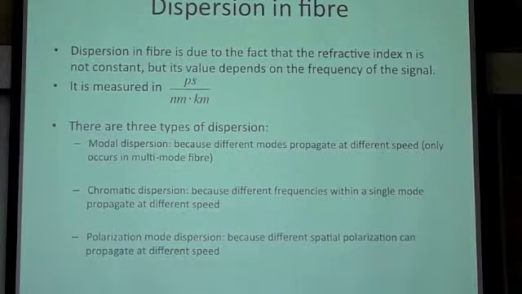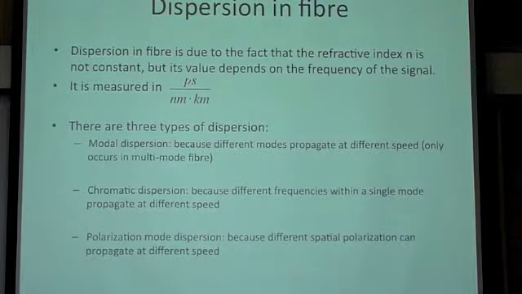Now there is dispersion, and this is due to the fact that the refractive index n is not constant, but the value actually depends on the frequency of the signal. So that n that I said has a certain value, but the way the wave interacts with that n actually varies depending on the wavelength of the signal.